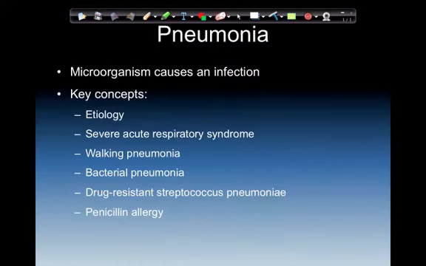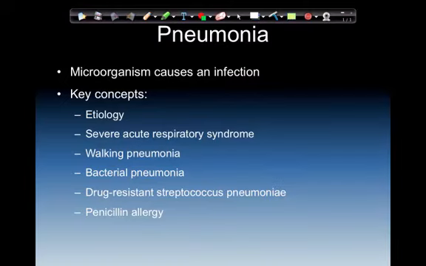Pneumonia, a microorganism-caused infection. Key concepts on the etiology: the common thread is the presence of an infectious microbe. Microbes are categorized as fungal, bacterial, or viral. Viruses are also capable of causing pneumonia. An example of this is SARS, or severe acute respiratory syndrome, transmitted from one person to another. The cause of this is a coronavirus.